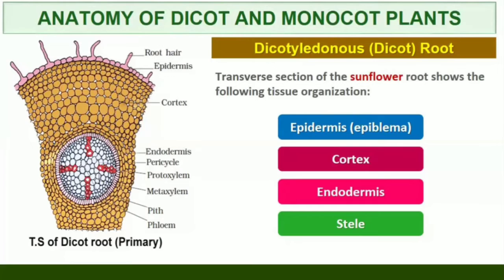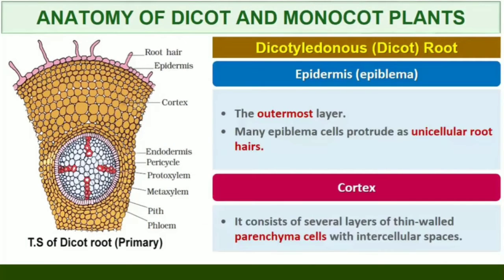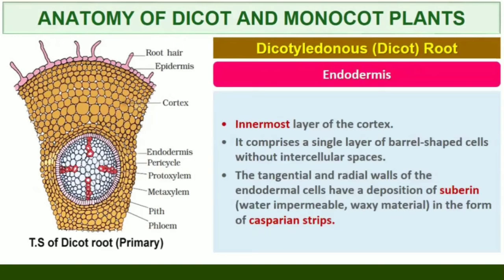The internal tissue organization is as follows. The outermost layer is epidermis. Many of the epidermal cells protrude in the form of unicellular root hairs. The cortex consists of several layers of thin-walled parenchyma cells with intercellular spaces. The innermost layer of the cortex is called endodermis. It comprises a single layer of barrel-shaped cells without any intercellular spaces.